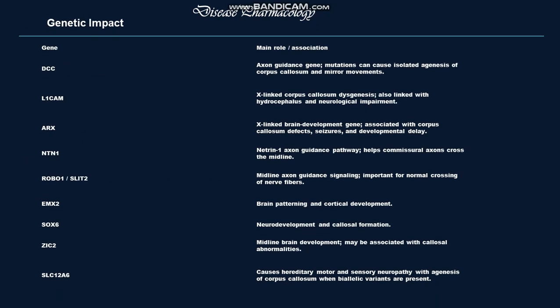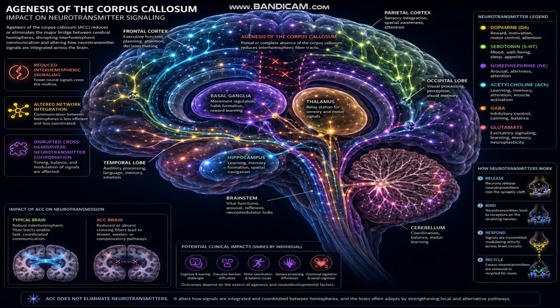Genetic information: a few of the genes in which the mutation takes place in patients are DDC, L1CAM, ARX, NTN1, ROBO1, AMX2, SOX5, and ZIC2. These are some of the important genes that are affected due to the mutation and cause malformation of brain parts like corpus callosum and result in dysregulation of brain functioning. That is the image showing different regions of the brain and the neurotransmitters that are affected by this disorder of the brain.